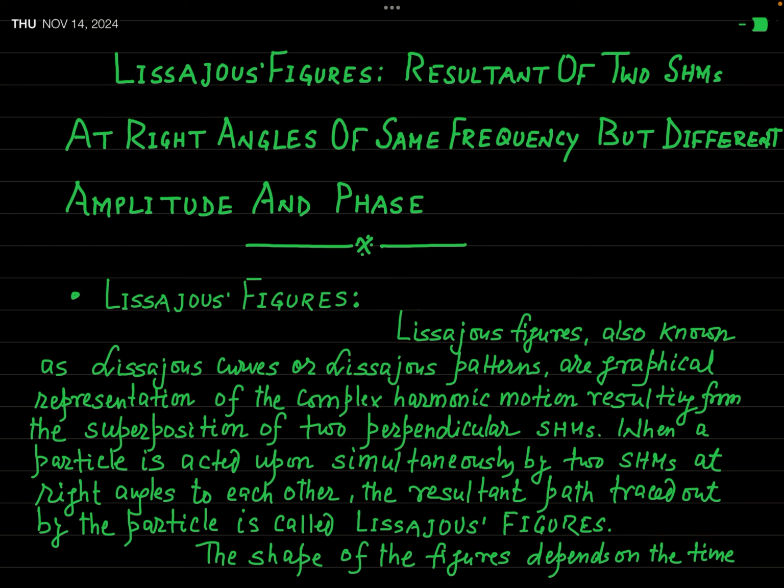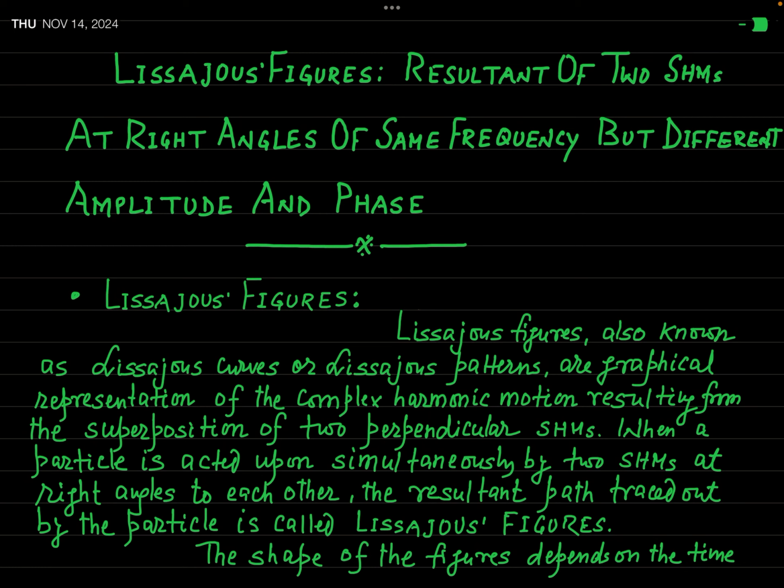You will see that the shape of the Lissajous figures depends on the frequency of the superposing oscillations. It also depends on the amplitude and phase difference of the two oscillations. So we will consider different situations, but this is the first lecture on it, so it will be the simplest case. First of all, you definitely have to ask what these Lissajous figures are.